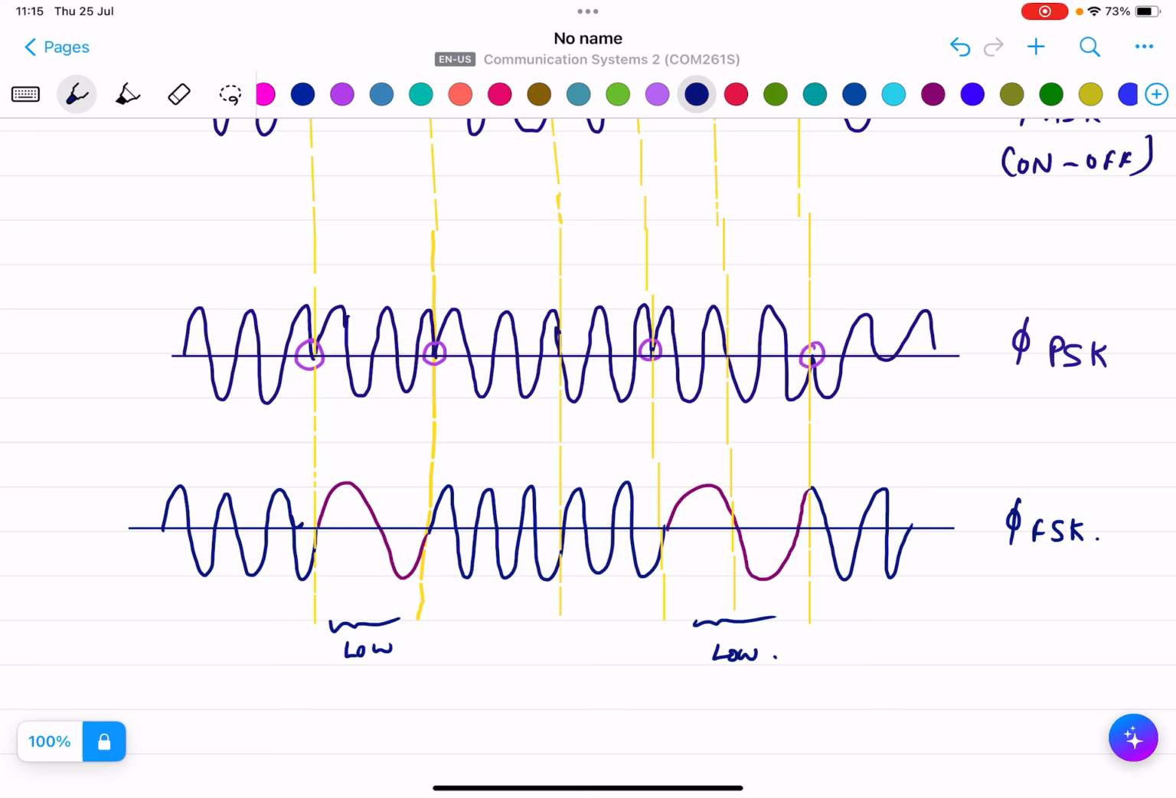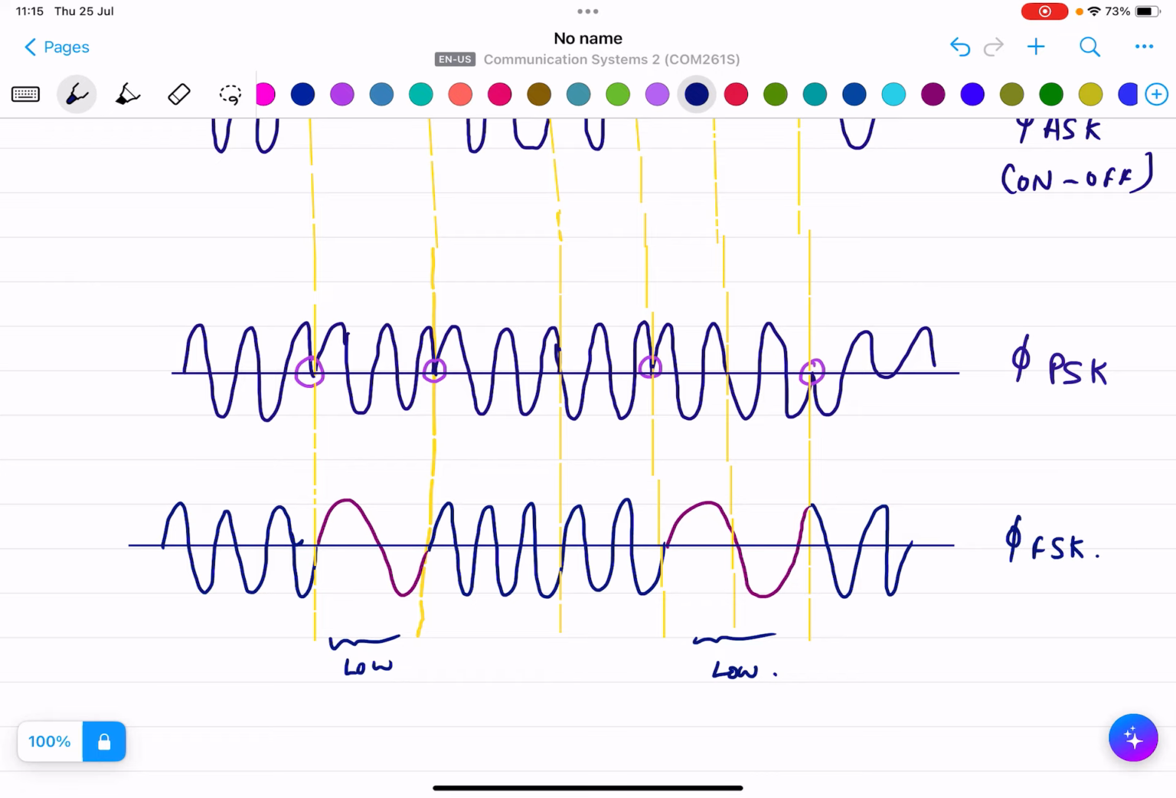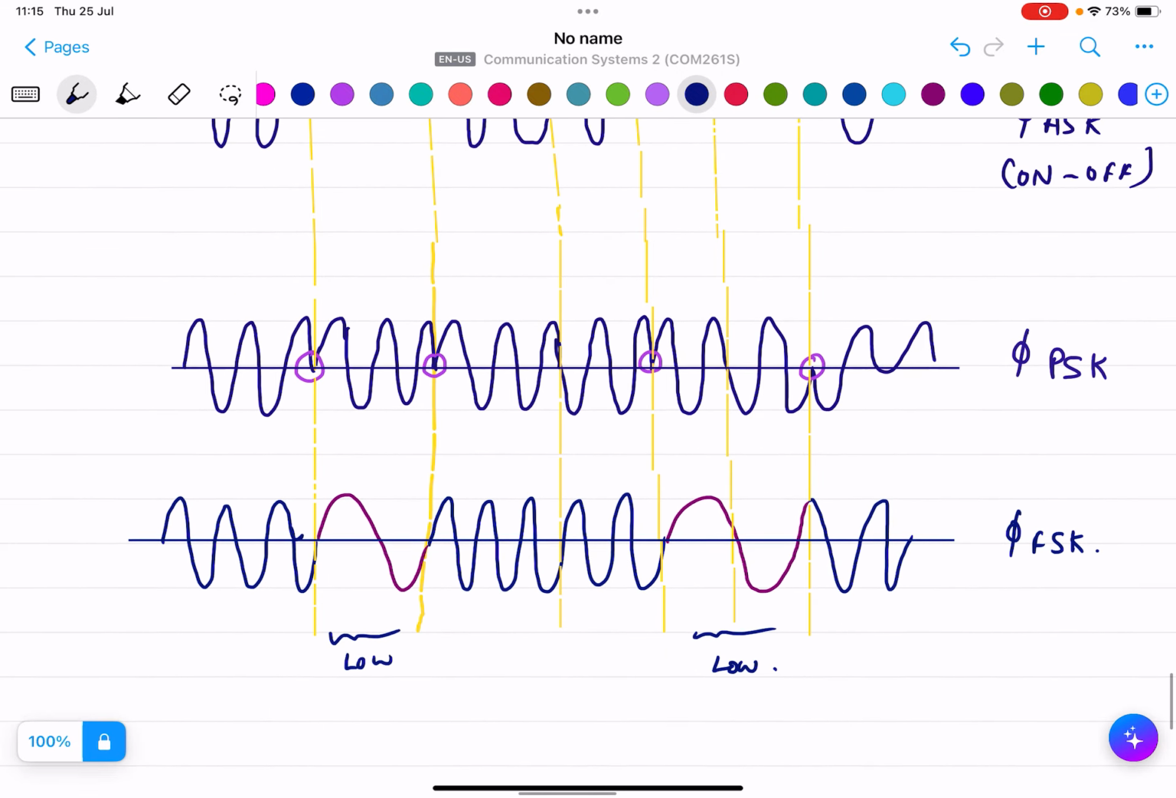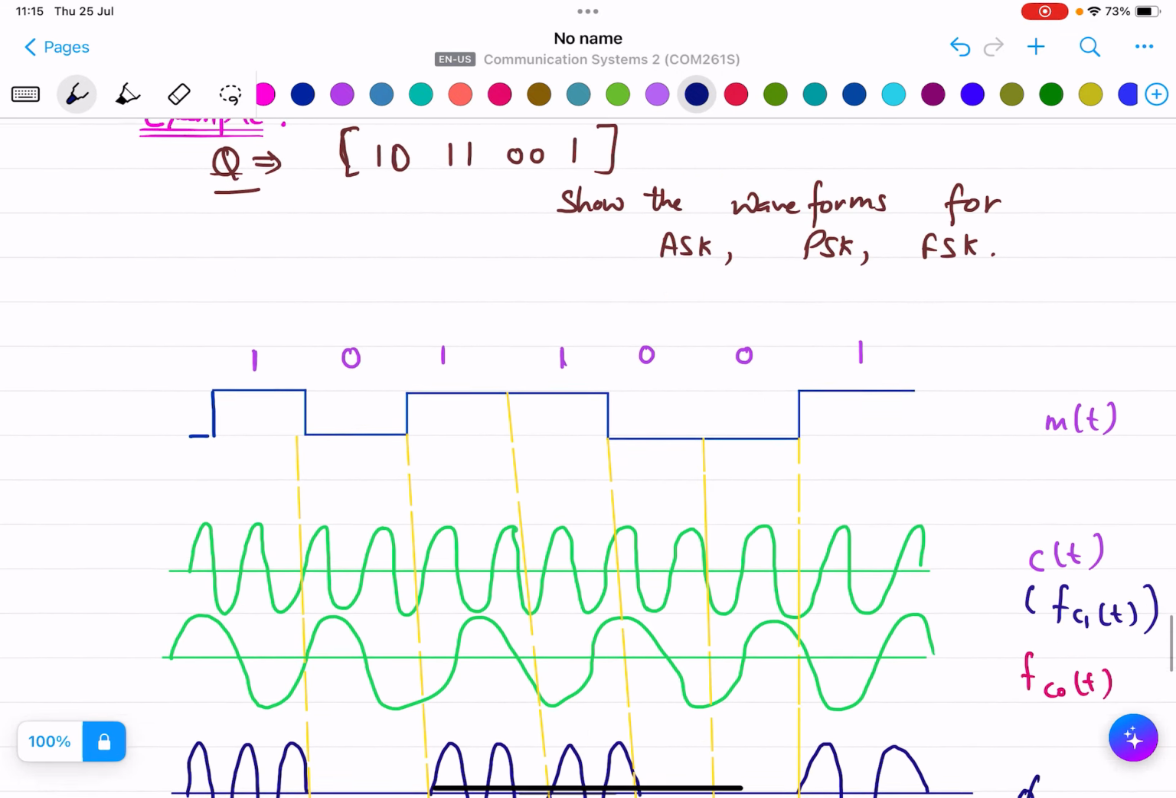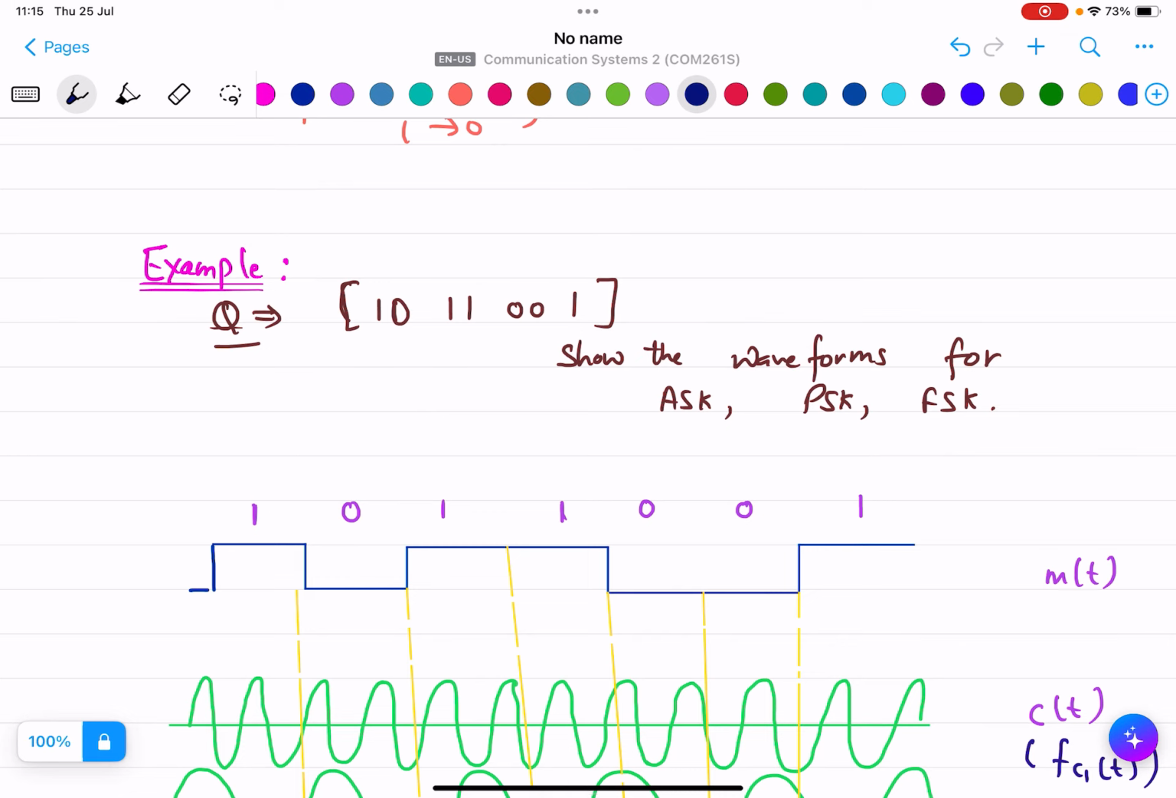Okay, so these are the final signals for ASK, FSK and PSK. So in the exam you will get a message signal and you need to transfer this message signal.